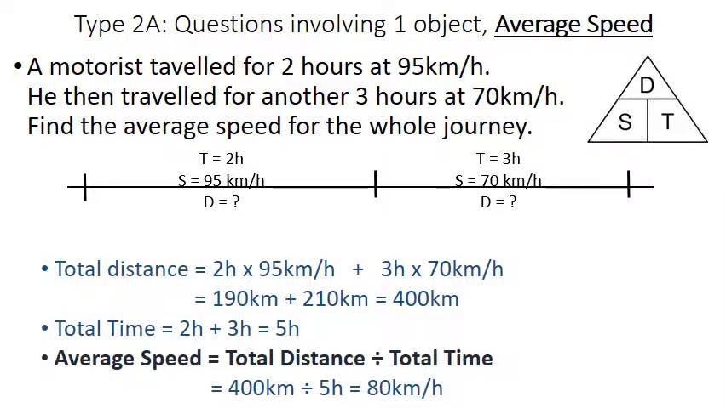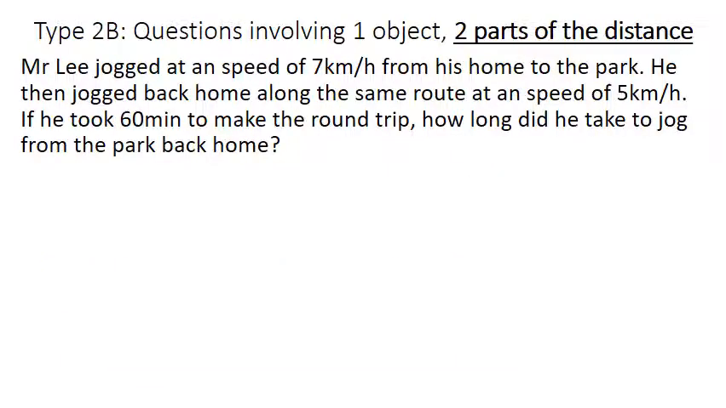So we have the second type. Okay, so we have the type 2B, questions involving one object but two parts of the distance. So for example, Mr. Lee jogged at the speed of 7 kilometers per hour from his home to the park. And then he makes a U-turn, he comes back home along the same route at 5 kilometers per hour. Total time for him to jog to the park and come back home is 60 minutes, the round trip. How long did he take to jog from the park back home, the second part of the journey?